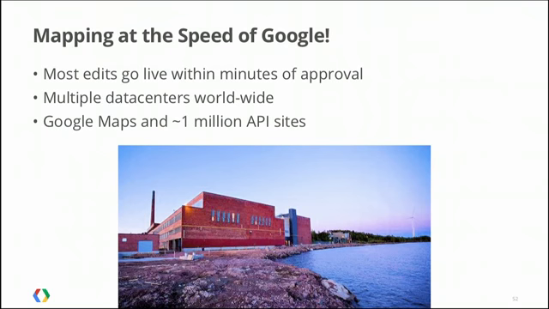I can't stress how amazing this is. We have multiple data centers worldwide, multiple products. We have 1 million API websites. All of them get updated usually within minutes of most edits being accepted. So when we rename a road, it happens pretty quick.